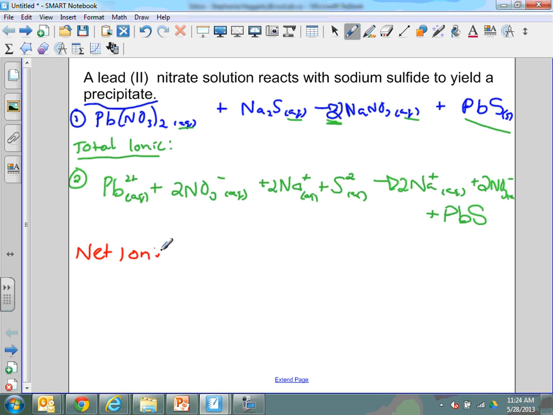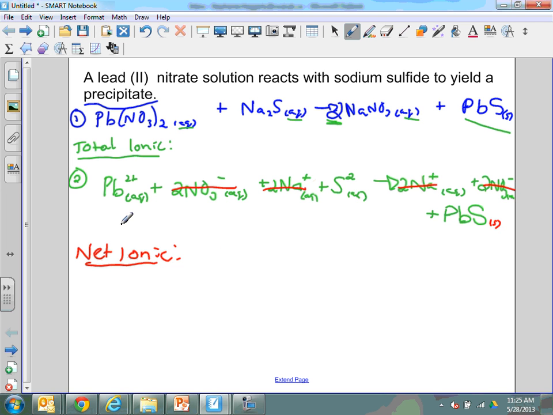so anything that was solid, liquid, or gas in this first equation, we don't dissociate. It's not forming ions. This is remaining as a solid. For my net ionic, I just cross out anything that's the same. So here I've got 2 nitrates. Here I have 2 nitrates. I've got 2 sodiums, 2 sodiums. These are called spectator ions because they're not doing anything in the reaction.